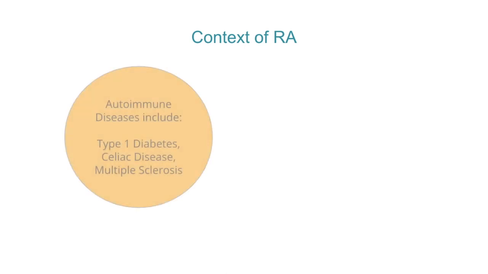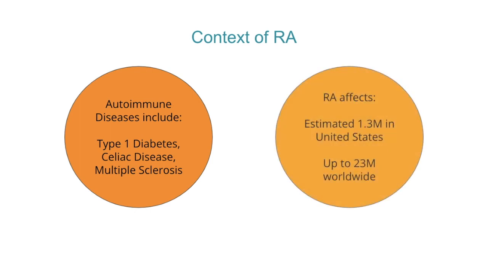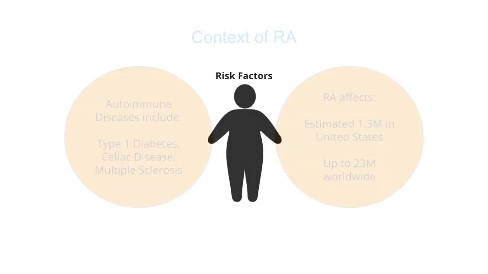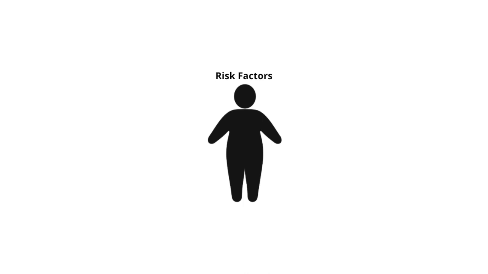Let's start off with some context about RA. It falls into the same autoimmune category as type 1 diabetes, celiac disease, and multiple sclerosis. It affects an estimated 1.3 million people in the United States and up to 23 million people worldwide. There are many risk factors that can contribute to RA.